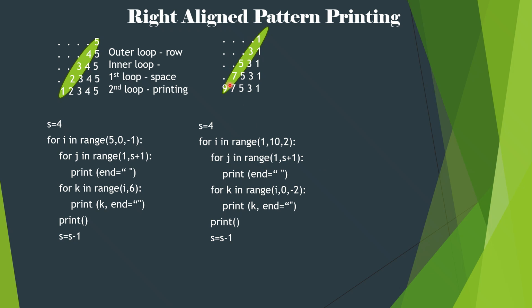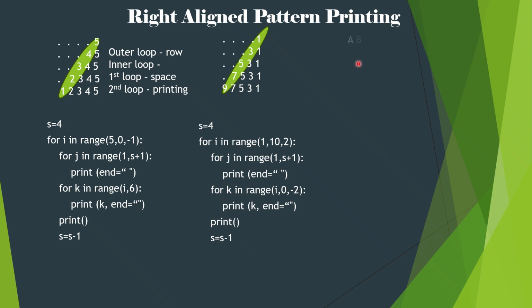Now for the actual printing, you see here 1, 3 1, 5 3 1, 7 5 3 1, 9 7 5 3 1. That means every line begins from i and ends at 1 in decrement order. So that's why this loop k begins from i to 0. Why i to 0? i to 0 means it will print up to 1, in a gap of minus 2. Print of k and here an empty string. Change of line and the space updated by 1.